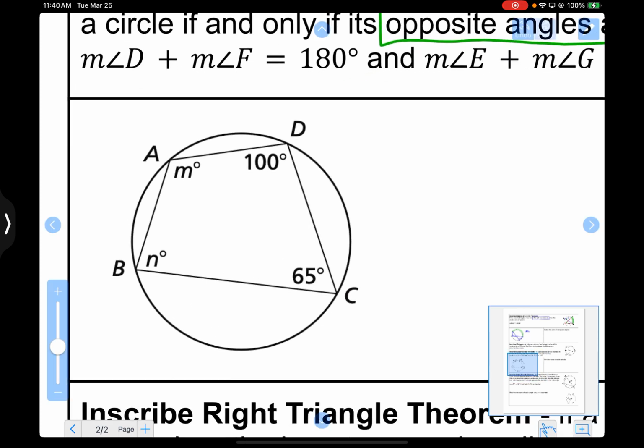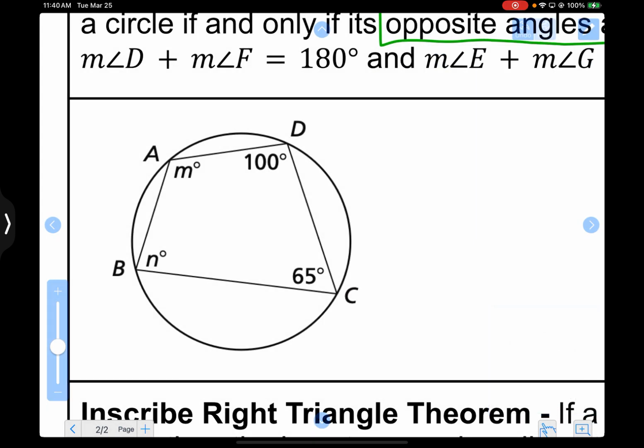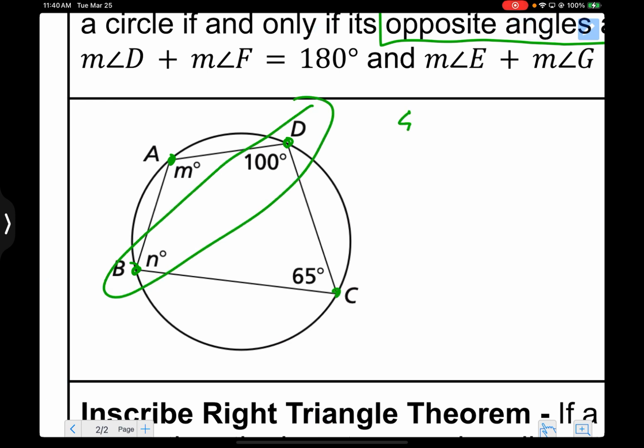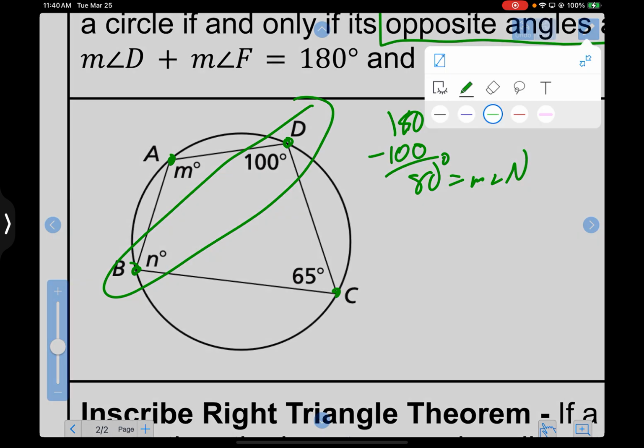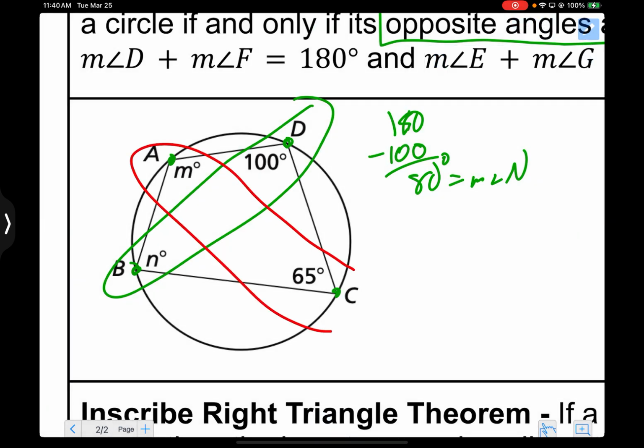So let's do this right here. We know that all of its vertices, or its endpoints, are on the circle. So I know that opposites equal 180. So 180 minus 100 is 80, which equals 80 degrees, the measure of angle N. And then again, we know opposites are 180. So 180 minus 65 is 115. And so 115 degrees is the measure of angle M.